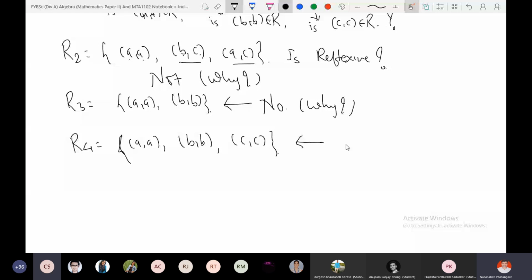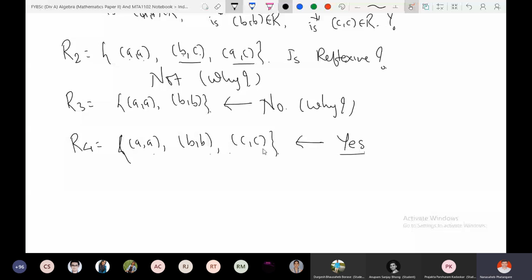So we are not worried about the other pairs, right? For reflexive, we are only worried about whether the pair (A, A) is there, (B, B) is there, (C, C) is there. That is important as far as reflexive is concerned. But still this is a relation because it is a subset of A cross A. Moreover, every element is related to itself, so this is a reflexive relation. Fine. So now the idea of reflexive relation is clear.